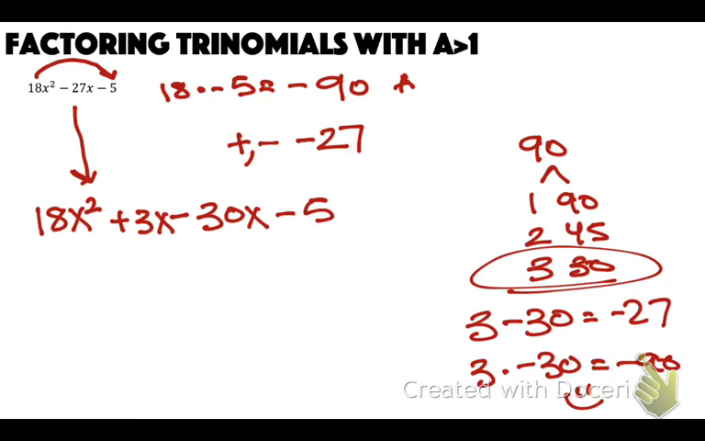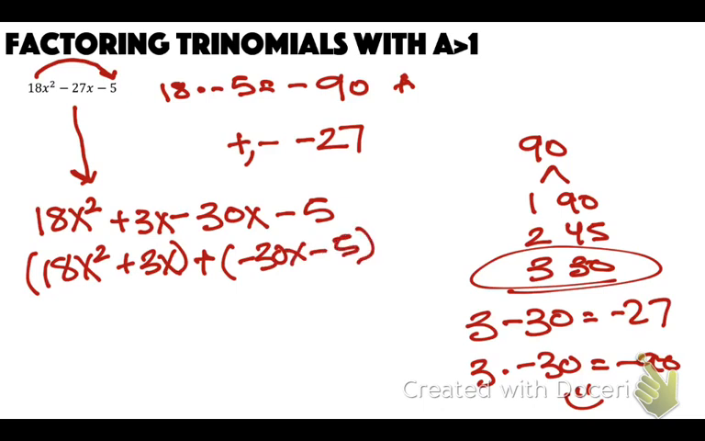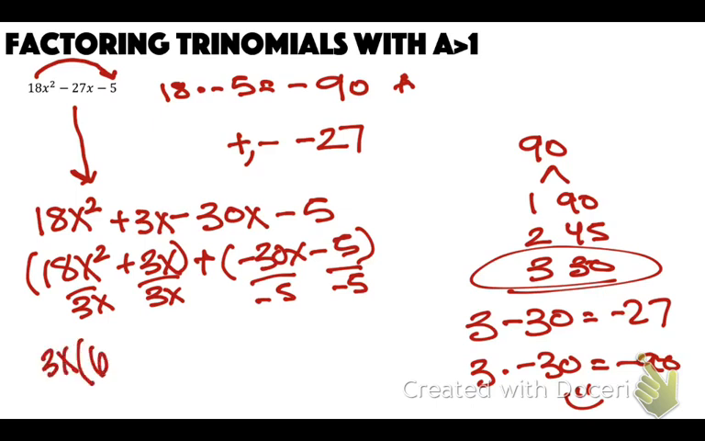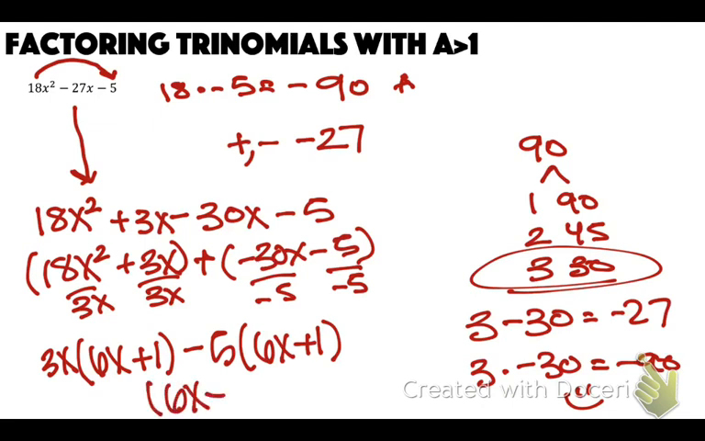Okay. And then let's group them. So that's going to be 18x squared plus 3x, and then plus negative 30x minus 5. Between these first two, I can pull out a 3x. Between these second two, I can pull out a negative 5. So that's going to be 3x, and then 6x plus 1, then minus 5, and 6x plus 1. We have that 6x plus 1 in common, so this is 6x plus 1 and 3x minus 5.